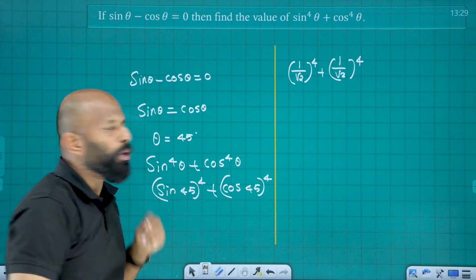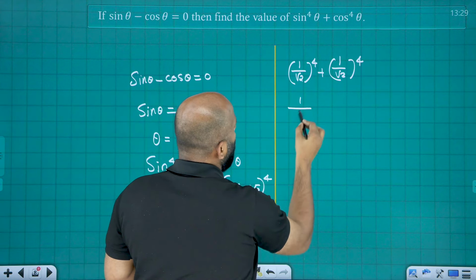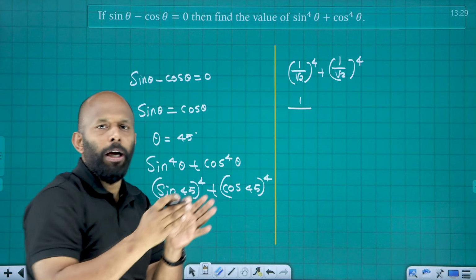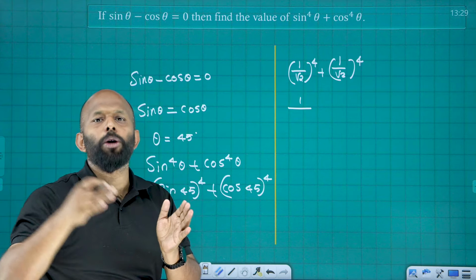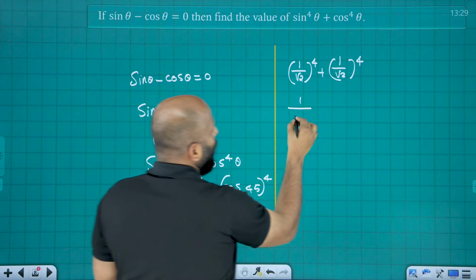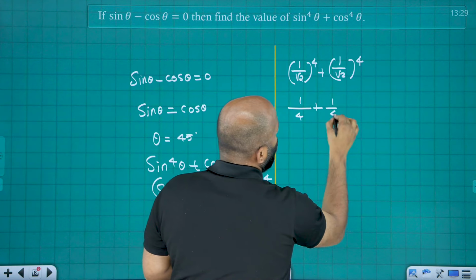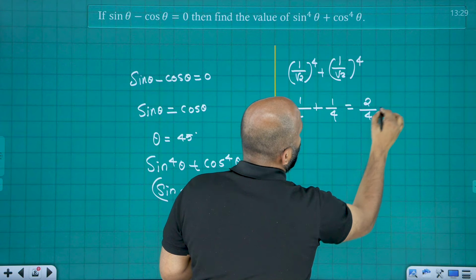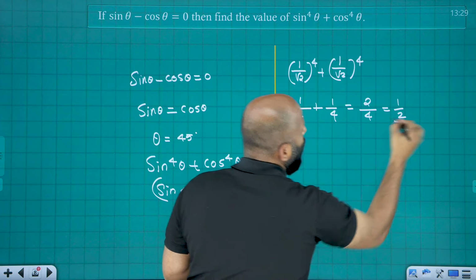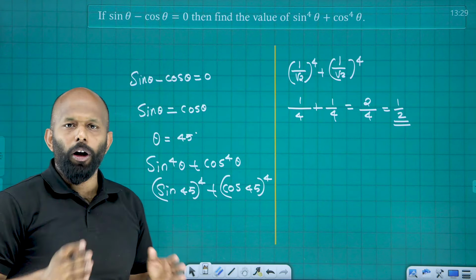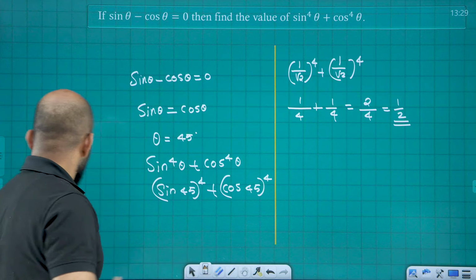What is 1 by root 2 whole raised to 4? That is 1 by root 2 into 1 by root 2, that is 1 by 2. Again 1 by root 2 into 1 by 2, 1 by 4. So we'll get 1 by 4 plus 1 by 4, that is equal to 2 by 4. Answer is 1 by 2, the required answer. Hope all of you understood this one. Now we can move to the next question.